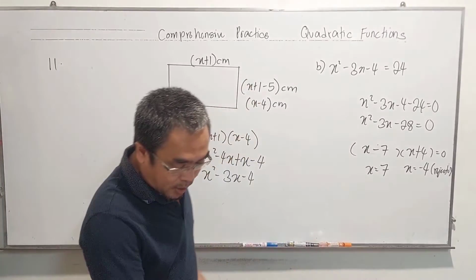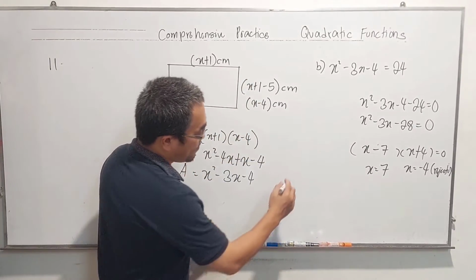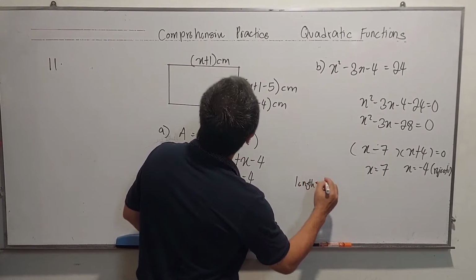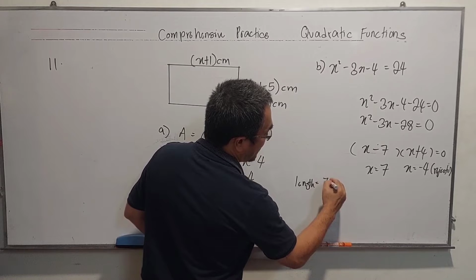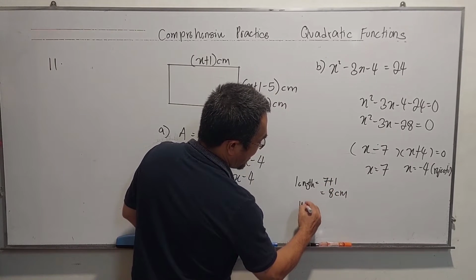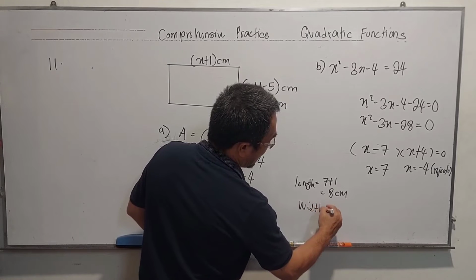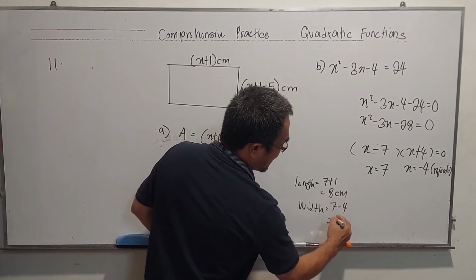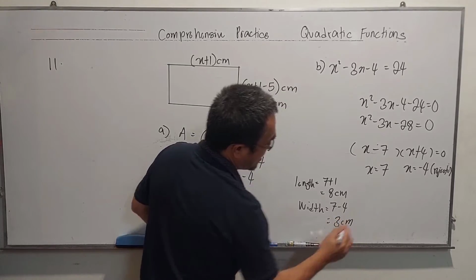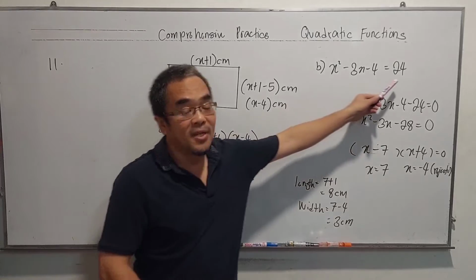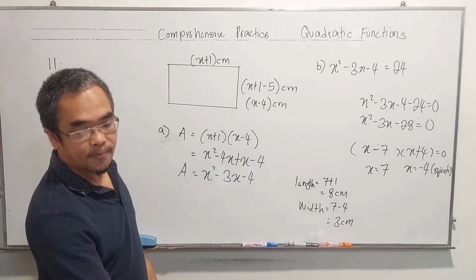So the acceptable value of x is 7. In order to know the length, you just replace: length is x plus 1, which is 7 plus 1, 8 centimeter, and the width is x minus 4, that is 7 minus 4, which is 3 centimeter. So 8 times 3 will be 24. Area is given as 24.